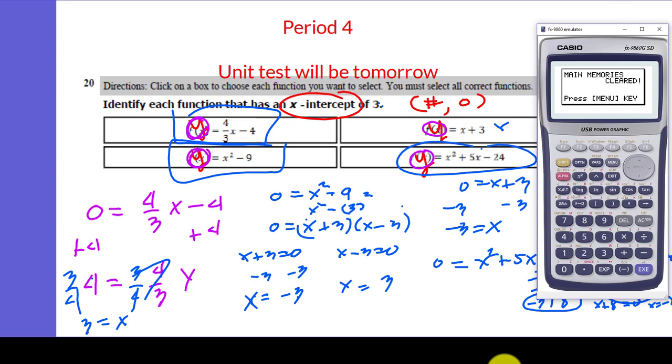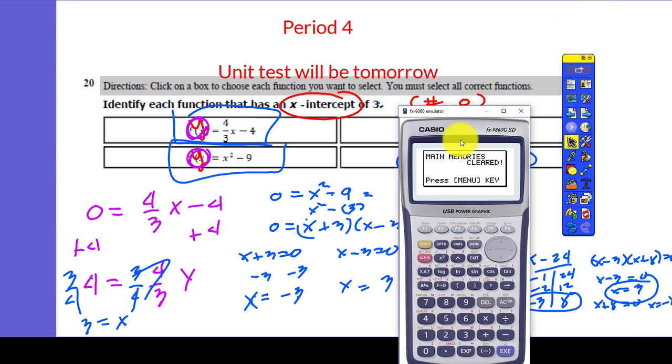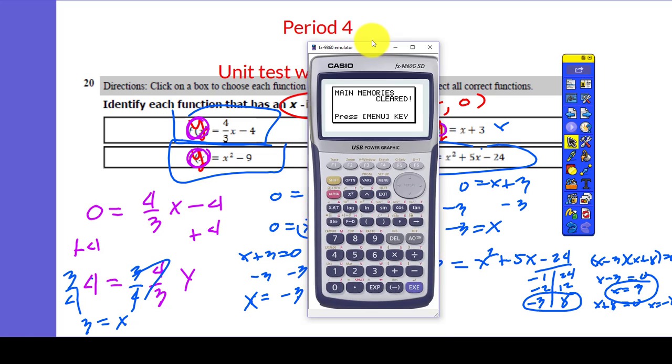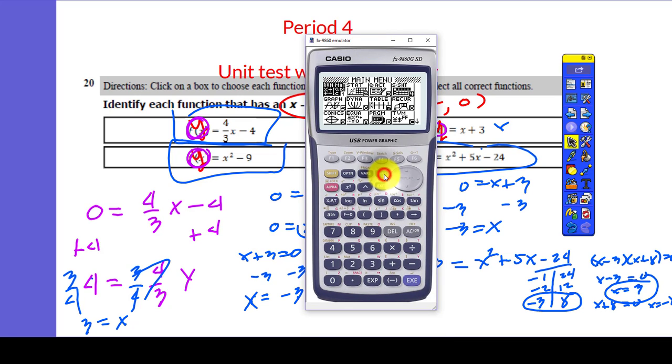Alright, so let's use our calculator to check our answer. For the first one, where should we go again? So menu, we go to graph, and then just type in, okay? We'll get 4, ABC3, x minus 4, okay? And from here, you just have to graph this one, so EXE, then you draw.